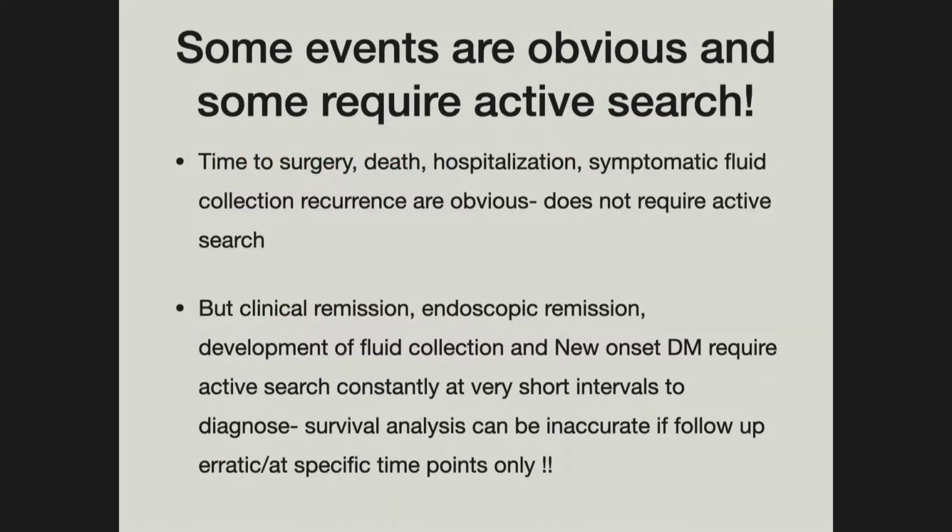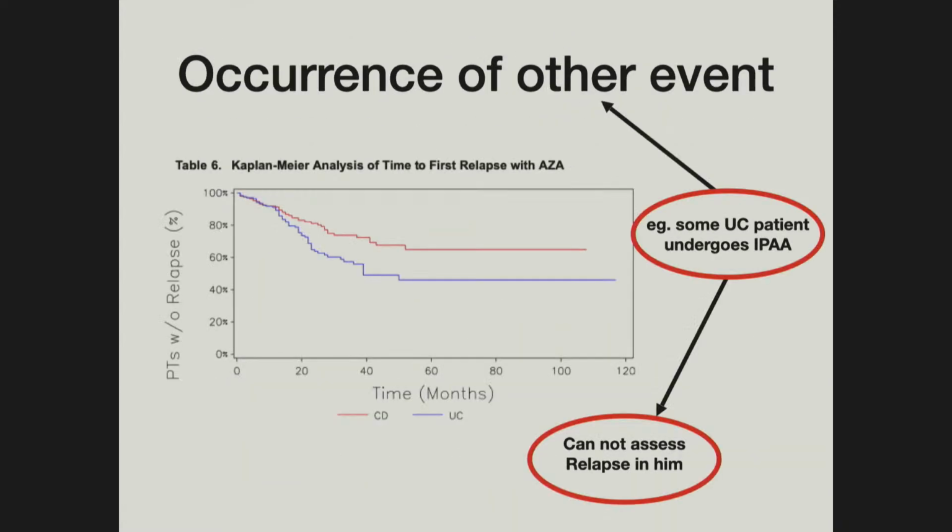So some events are obvious, like time to surgery, death, hospitalization, symptomatic fluid collection, recurrence. These are obvious. But clinical remission, if you don't ask the patient at different points of time, then you may miss that. Development of fluid collection, you may not know, it may be asymptomatic. New onset diabetes, if you don't detect it at particular intervals, you may miss it. Then another event may occur, like a patient with ulcerative colitis may undergo a colectomy. Then you may not evaluate for a relapse. So some event may occur, and then this patient's last follow-up should be at the time of the colectomy, not the total follow-up.